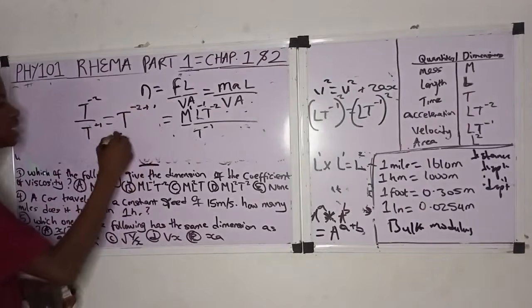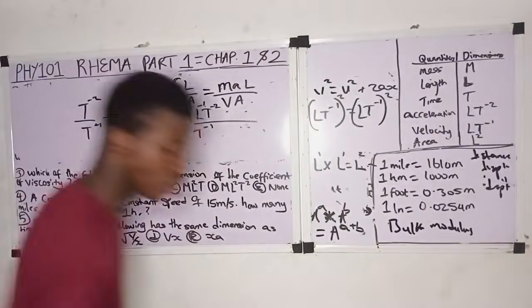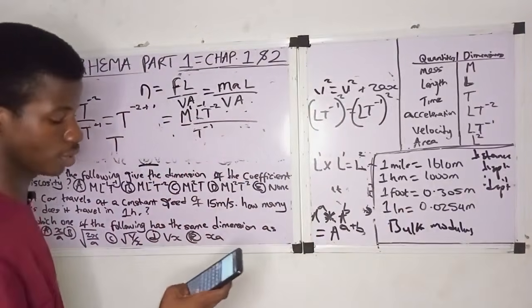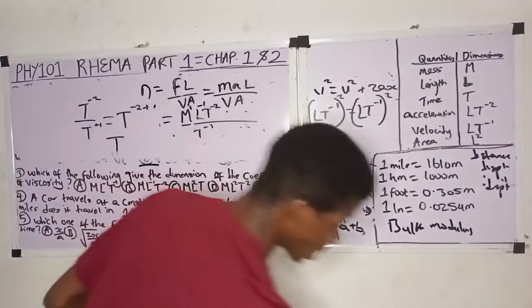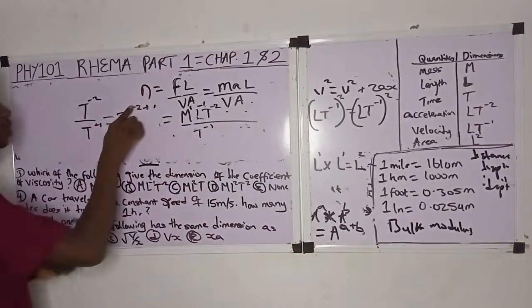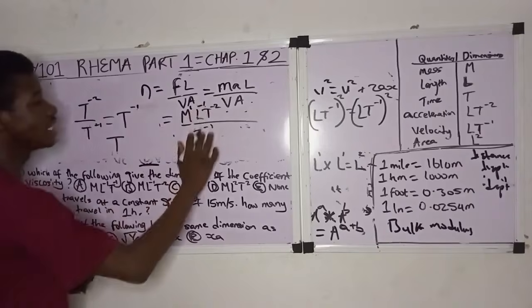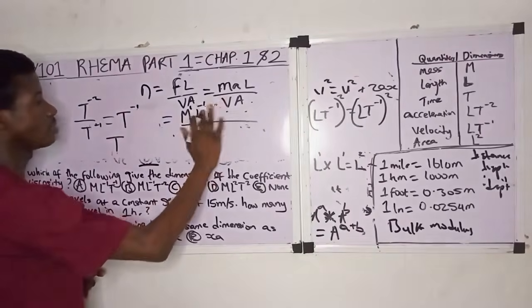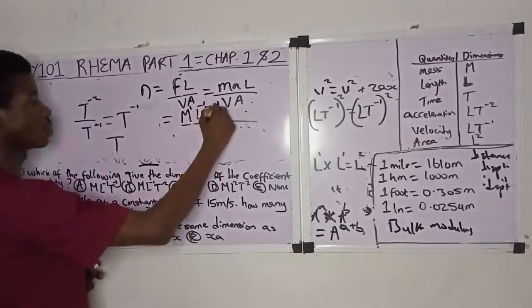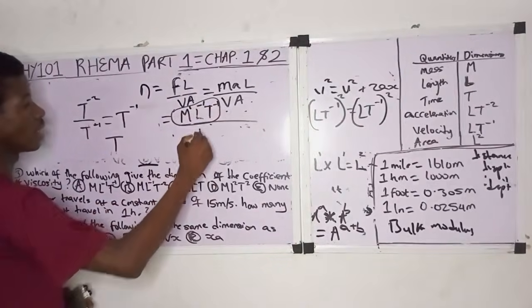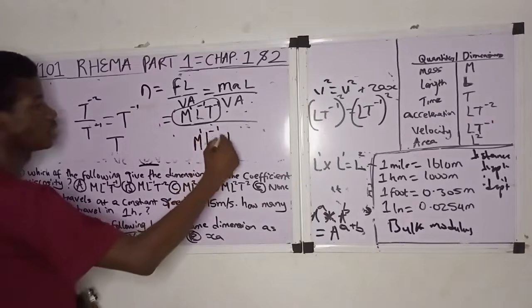Now something that is t. Now minus 2 plus 1 will give us minus 1, right? So everything will now be t raised power minus 1. So this is the dimension for viscosity: M raised power 1, L raised power minus 1, t raised power minus 1.